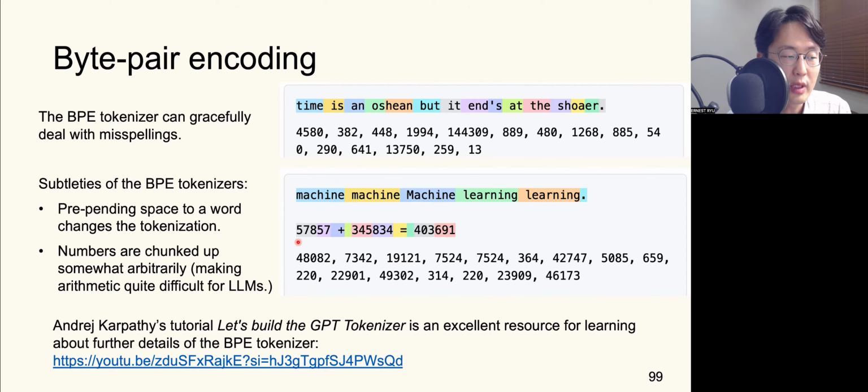Also, numbers are chunked up in a somewhat arbitrary manner. And this kind of weird chunking behavior of numbers contributes to the phenomenon of LLMs really struggling to perform basic arithmetic. There's a lot of complexity and subtlety to the topic of tokenization that you really should not ignore if you want to be serious with LLM research.